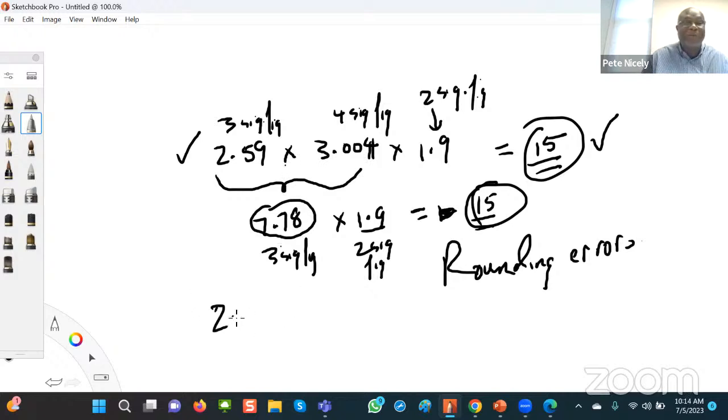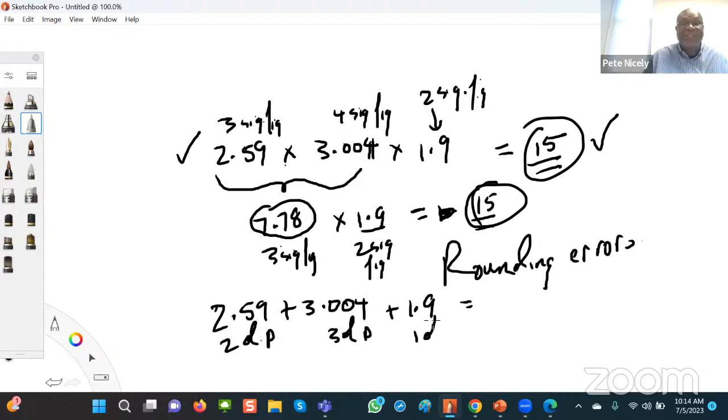If you were given 2.59 plus 3.004, I'm using the same numbers here, plus 1.9, right? According to the rules, the rule is that whatever answer you get here must be to the lowest number of decimal places of the numbers involved in the calculation. So here you have 2 decimal places. Here you have 3 decimal places. Here you have 1 decimal place, which means that your final answer here must be rounded off to 1 decimal place. So let me do this on my calculator, 2.59 plus 3.004 plus 1.9.